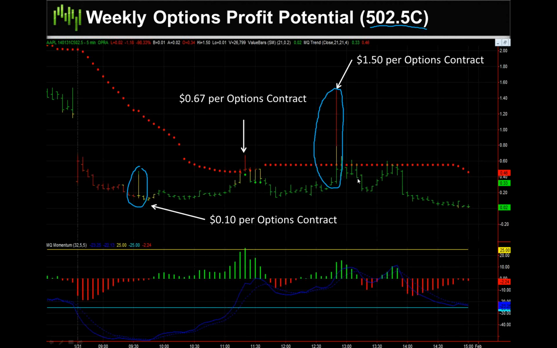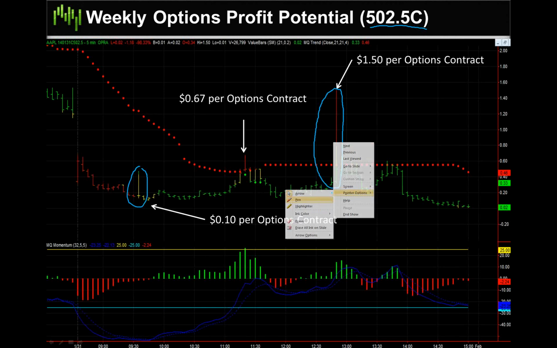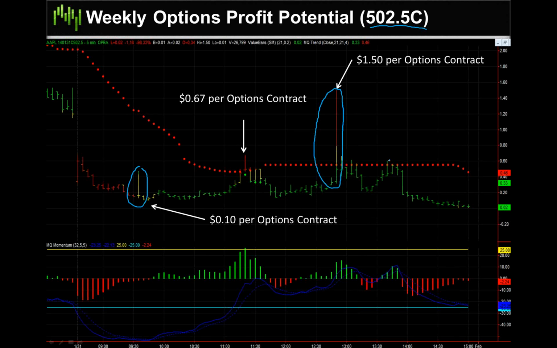And then the other thing to understand here is that you're going to start getting murdered on time value with out of the money call options. I mean, right here it goes up to 60 cents, and then in a matter of 15, 20 minutes, you're almost down to zero. So you've got to manage this. I would not recommend holding out of the money calls really past noon, or 1 o'clock. Understand, you're going to start getting murdered on that.